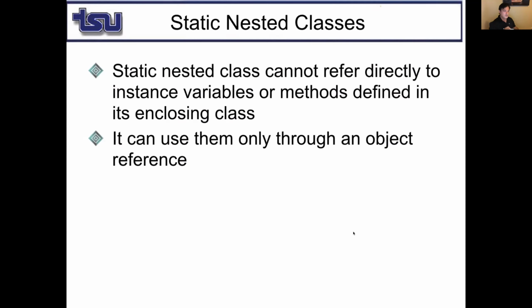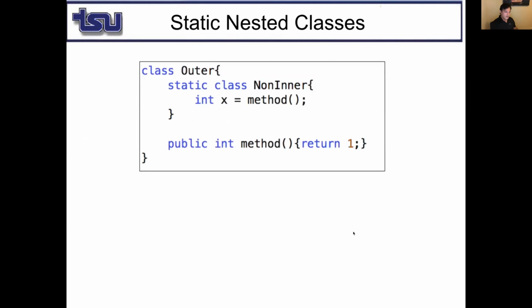Now we can come back to discussion of static nested classes. Always think about a static method when I compare static nested class to non-static nested class, which is inner class. Static nested class cannot refer directly to instance variables or methods. When I say instance variables, that means non-static data or non-static methods. Just like a static method cannot call non-static method, a static nested class cannot refer directly to what? Non-static methods.